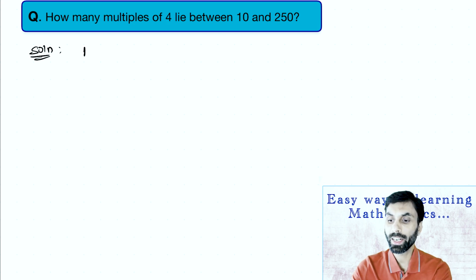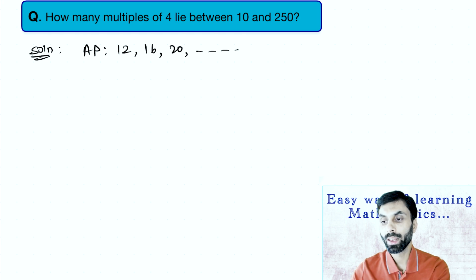So here, when we generate the sequence, the first term after 10 that is divisible by 4 will be 12, the next term will be 16, 20, and so on. Now we want to know the last term before 250 which is divisible by 4. For that, you can divide 250 by 4 and subtract the remainder from 250. If you divide 250 by 4, you'll get remainder 2. So the last term will be 248.